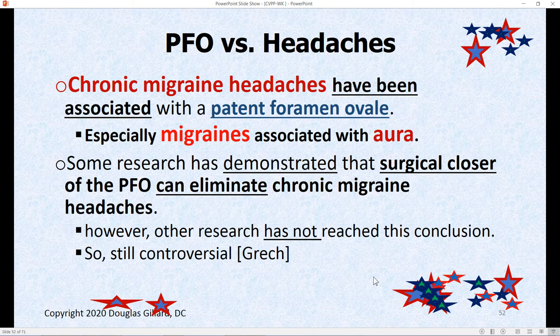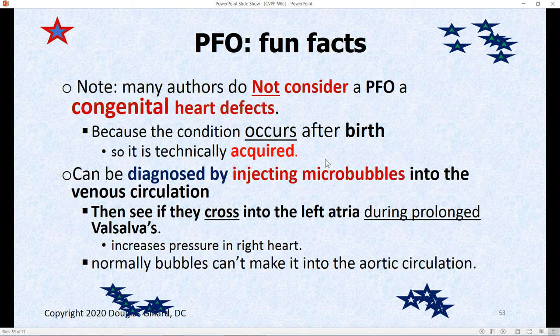But that means these people with these migraines could be getting little tiny emboli, probably from the deep veins, crossing over, becoming a paradoxical embolism and causing little tiny mini strokes. And that's what these carotid migraines were in these patients. Fun facts. So this is confusing.